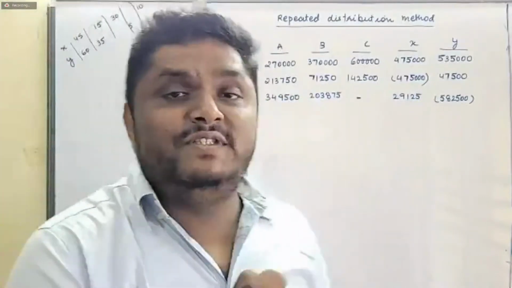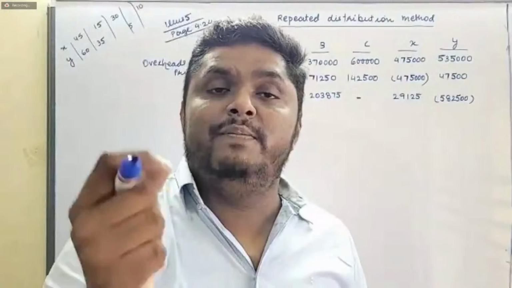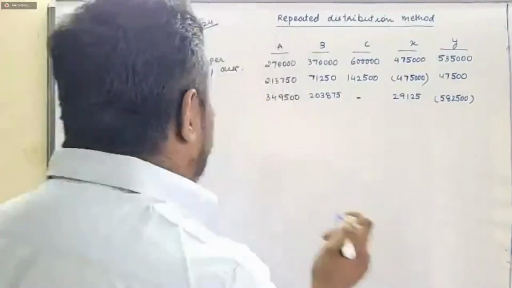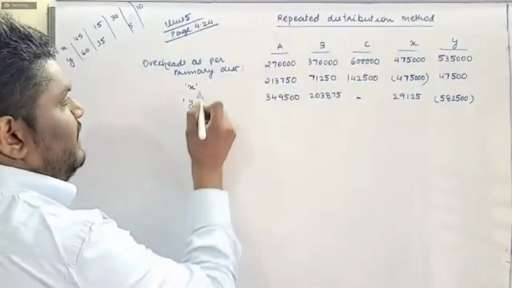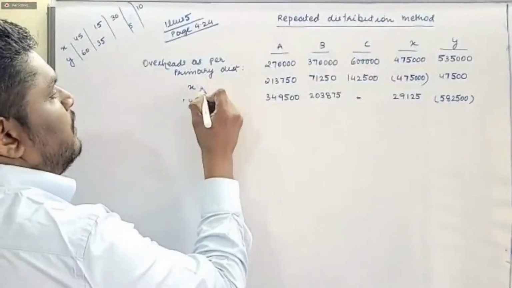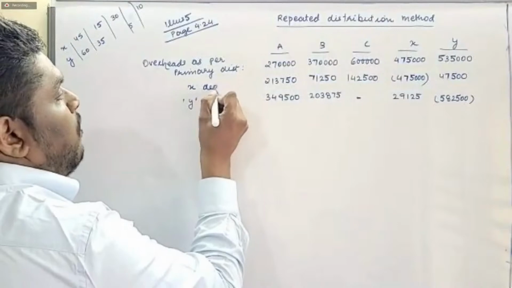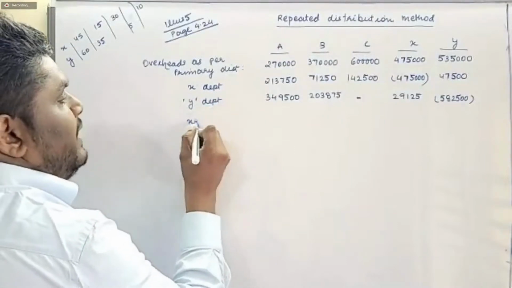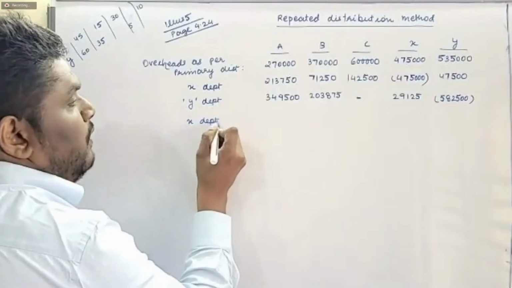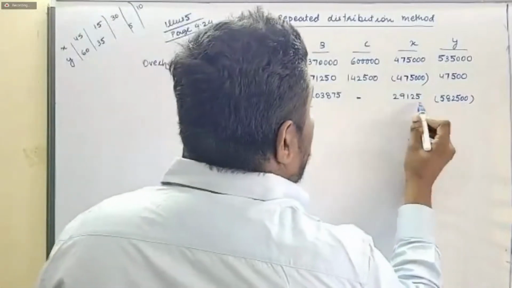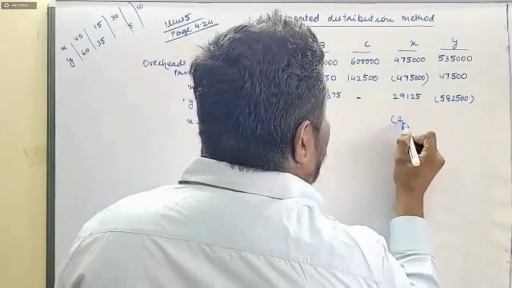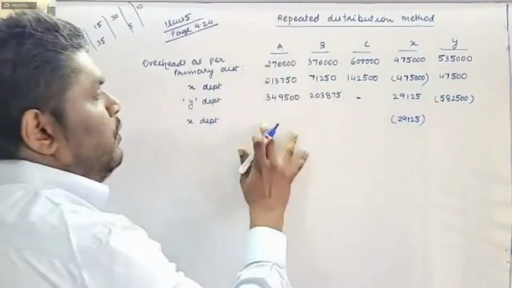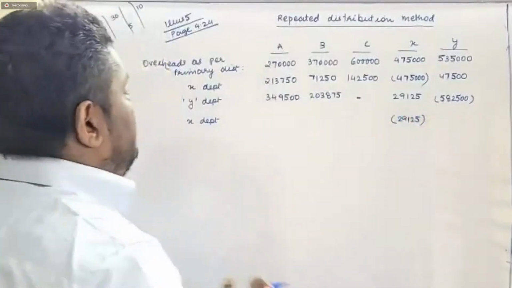Again, the name itself says repeated distribution method. It means we have to repeatedly distribute the overheads of X and Y. So now let's distribute X again. Now again, overheads of X department, that is total is 29,125. This will be deducted. So 29,125 will be distributed among A, B, C and Y.